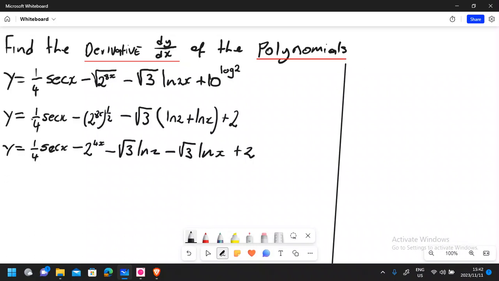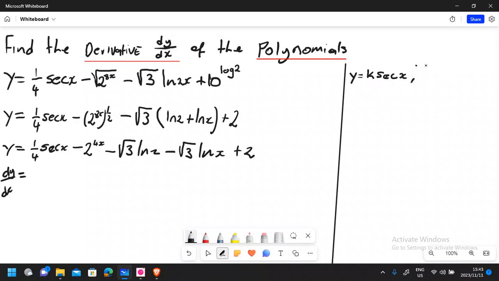So dy over dx. Now let's look at this first term. The first term here, as you can see, is a trigonometric function. So when we write this standard formula here, remember, if you say y is equal to 1 over 4, which is going to be our k, and then we have sec x. We don't have n because there's no coefficient of x there.